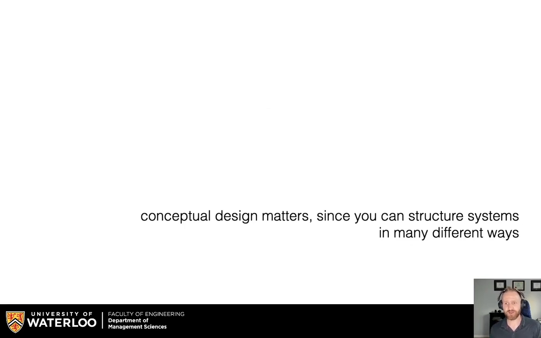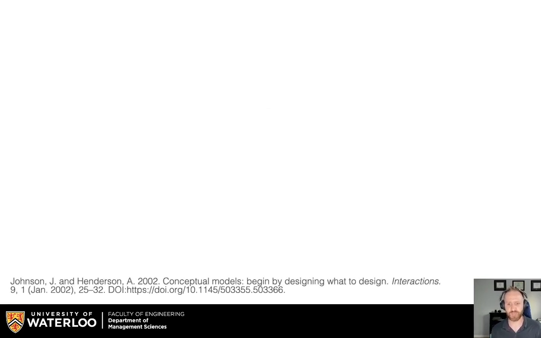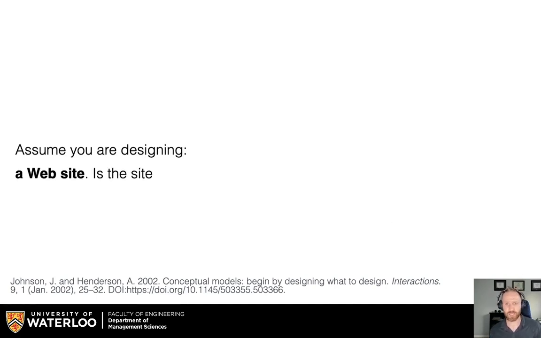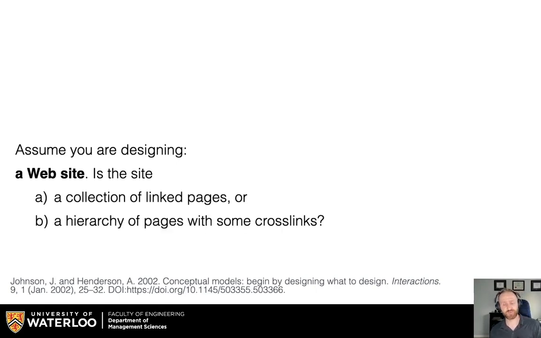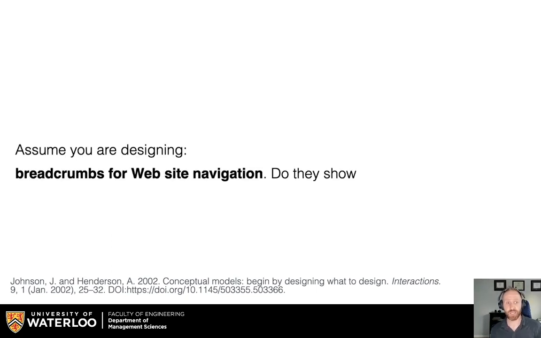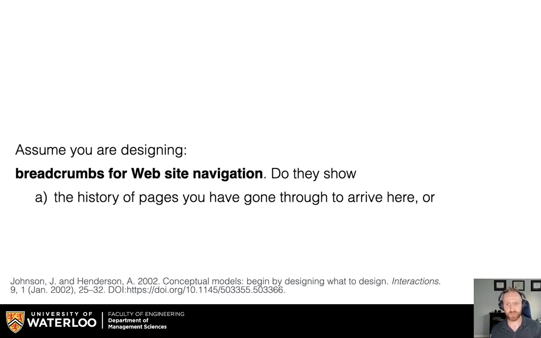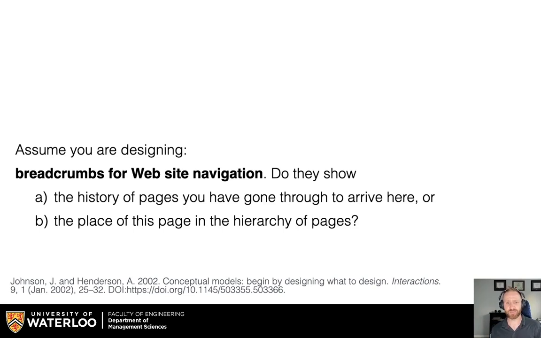Conceptual design really matters because you can structure systems in many different ways. So assume you're designing something like a website. Is the site just a collection of linked pages? Or is it a hierarchy of pages with some cross-links? Is there some inherent structure to the pages that you're working with? If you're designing breadcrumbs for website navigation, do they show the history of the pages that you've gone through to arrive there? Or do they show the place of this page in the hierarchy? Is it a path that you care about? Or is it where you are in the site? And you may want both of these things.